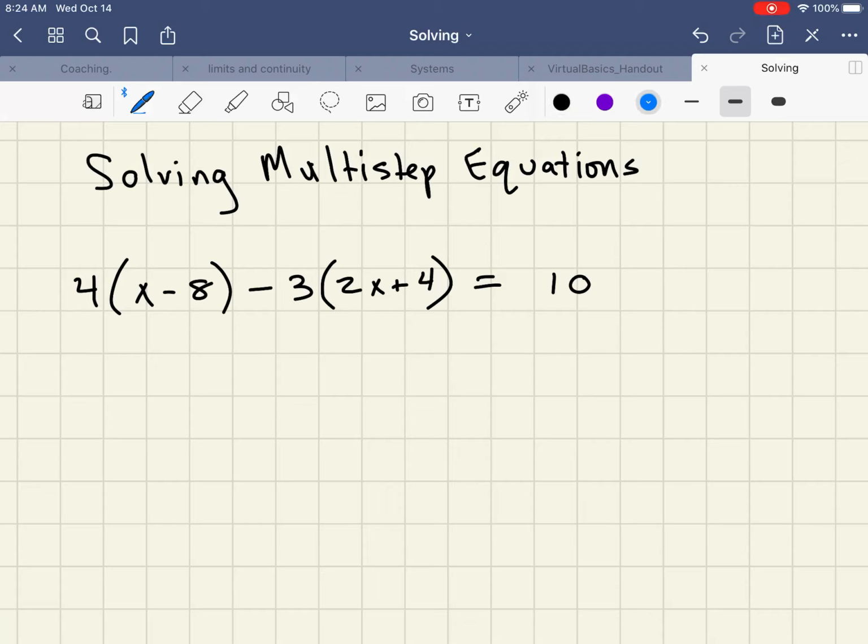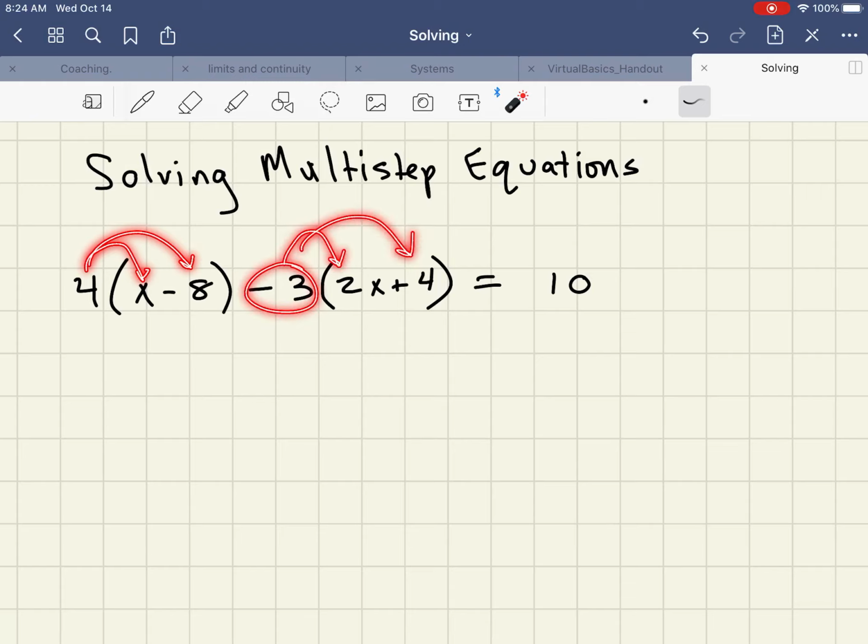This is a video on how to solve multi-step equations. There are all kinds of different types. Here's just an example. You can see that we have 4 and then parentheses, minus 3 and then parentheses. So the first thing that I would say to do is to distribute the 4 and distribute that negative 3.